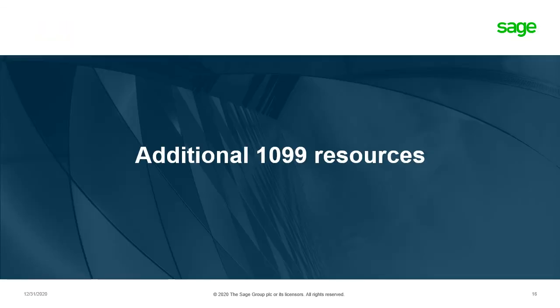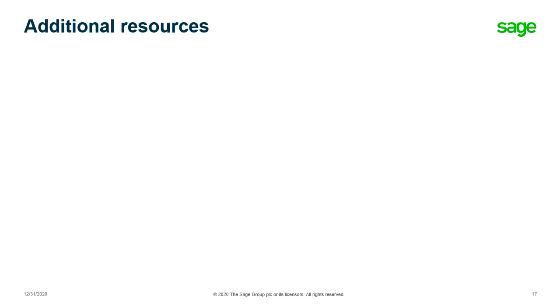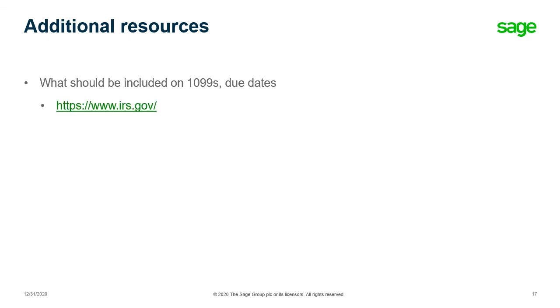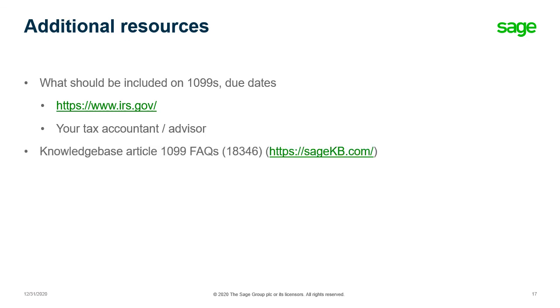Additional 1099 resources. So for additional resources, we have what should be included on 1099s and due dates. For there, we'd want to go to the irs.gov website or check in with your tax accountant or advisor.